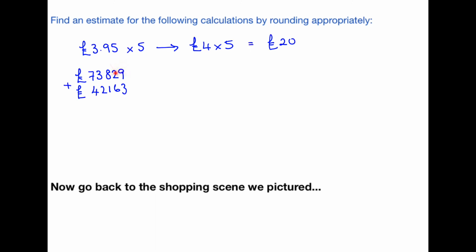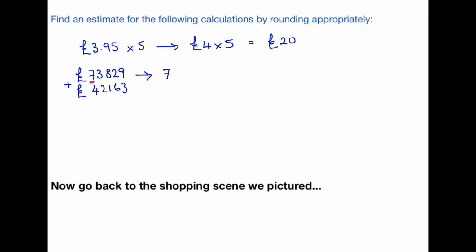So we've got pounds, £10, £100, £1,000, 10,000. So we're going to round with this first digit. Okay, so rounding with the first digit, the 3 tells us to leave the 7 as it is. So our approximation for 73,829 is going to be, we're going to leave the 7 as it is. It's got to mean 70,000 though, so we need all those zeros in.